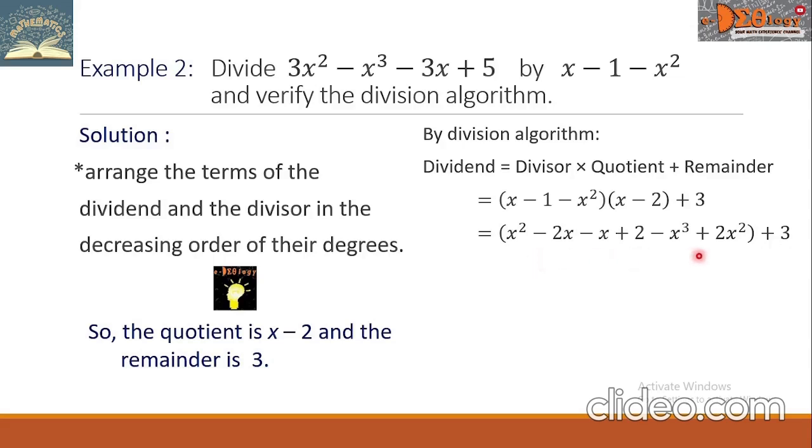Let us combine the like terms inside the grouping symbol. This x squared combined with 2x squared, so we have 3x squared. Negative 2x and then negative x becomes negative 3x. Then we have this plus 2. Then we have the negative x cubed. Again, we copy the remainder plus 3 in here. Let us now remove the grouping symbol here and combine the constant 2 with the remainder. We will have this 3x squared minus x cubed minus 3x plus 5. And this polynomial is equal to our dividend.